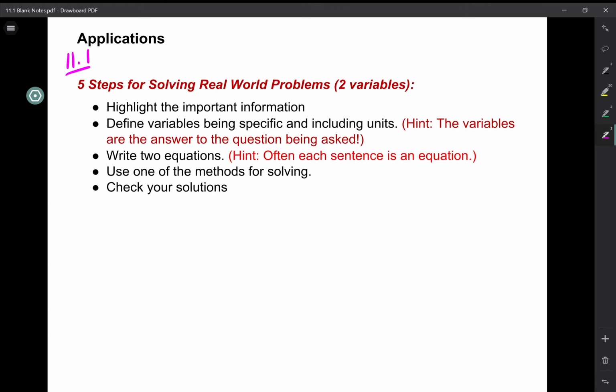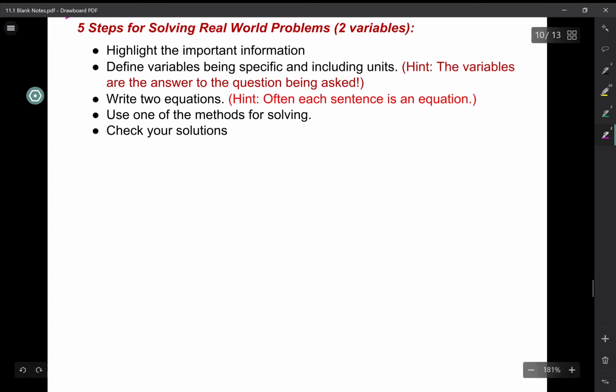Number three, make sure you write two equations because you have two unknowns. Usually each sentence will come up with an equation. Not always, sometimes they smush them all together into one sentence. But each sentence or phrase is usually an equation. Use one of your methods for solving, graphing, elimination, substitution, and always be sure to check your solutions.